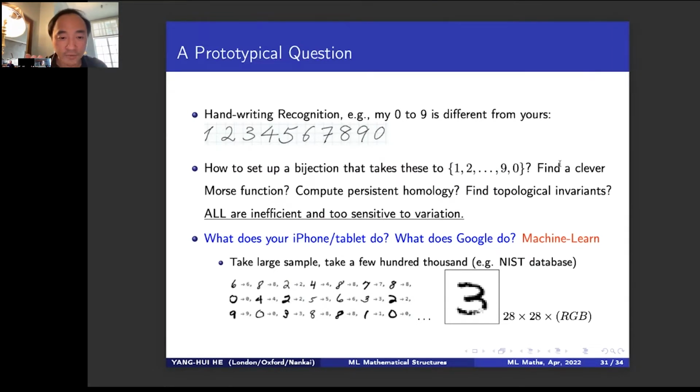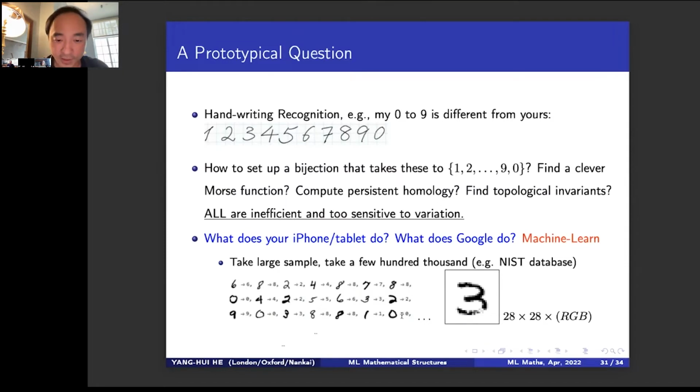What does your phone do? Well, your phone doesn't solve this problem. What your phone does is go to the NIST database. This is the National Institute of Standards, and this is a database that has been labeled by poor graduate students since the 1960s. They literally take hundreds of thousands of handwritten digits, and some poor teams of graduate students, some large parallel clusters of graduate students, have labeled them one by one since the 1960s. Google has access to this database, and then it starts running a machine learning algorithm on this set of association rules.